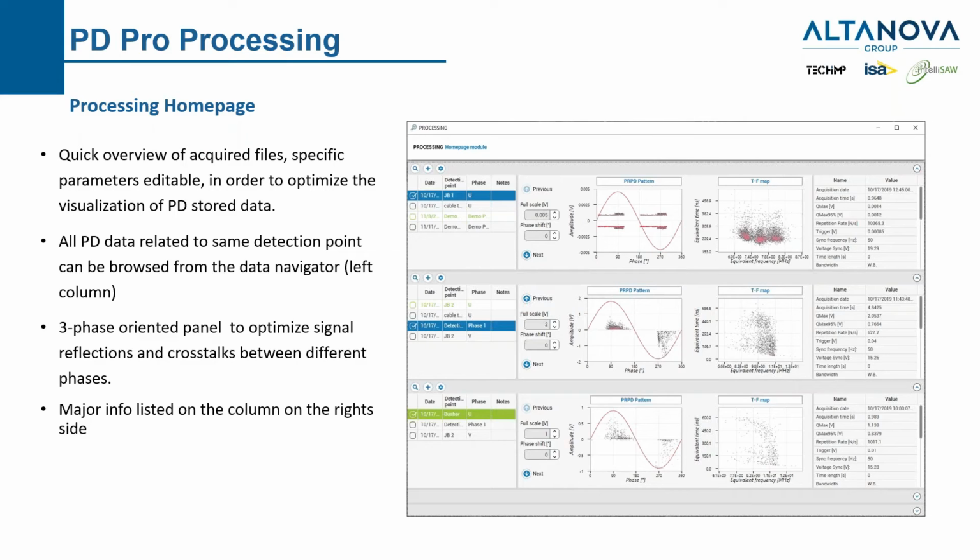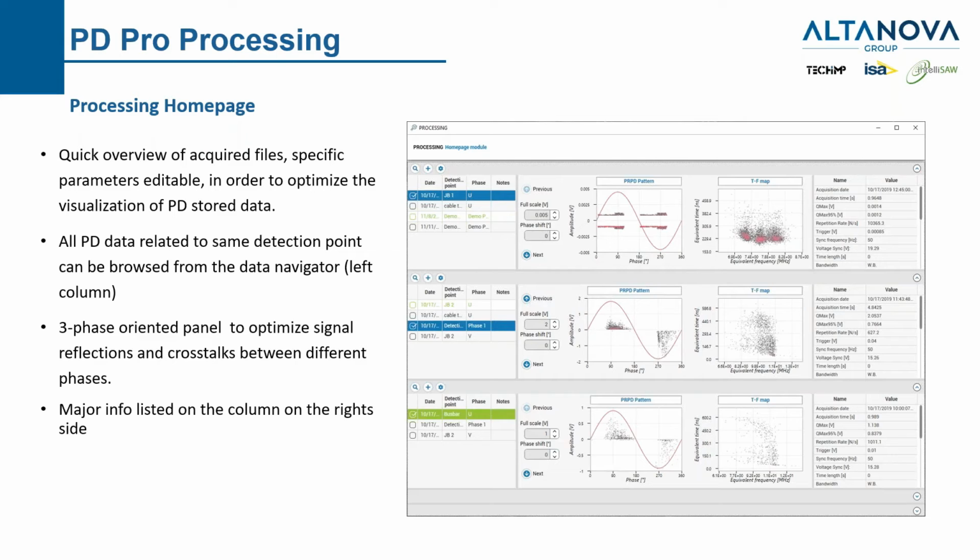This is a very easy visualization. We have the number of acquisitions on the column on the left, and the information regarding the acquisition on the column on the right. We have, for example, the Qmax value, the maximum amplitude, the trigger value, the repetition rate, the date, and the bandwidth used for this measurement.